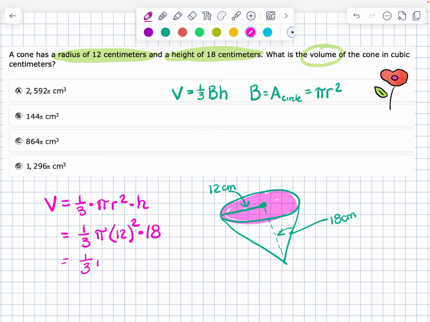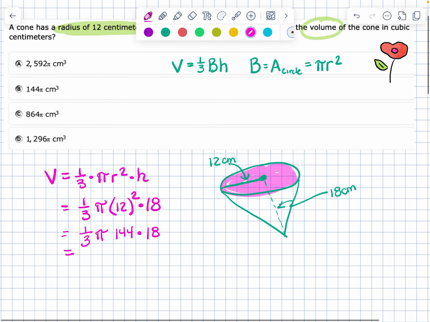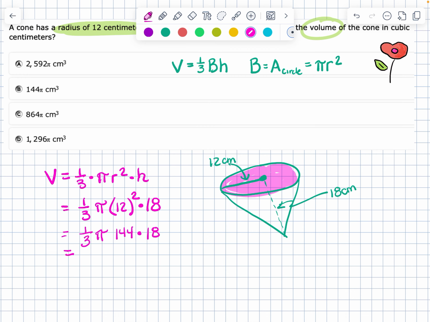Okay, so let's bring everything down. 12 squared is 144, and then we're going to multiply that times 18. All right, and I have already done that. 144 times 18 is 2,592. And then we've got times pi and times 1/3.